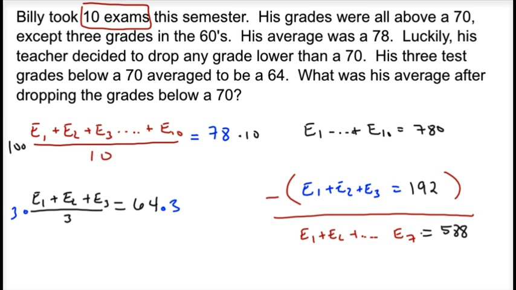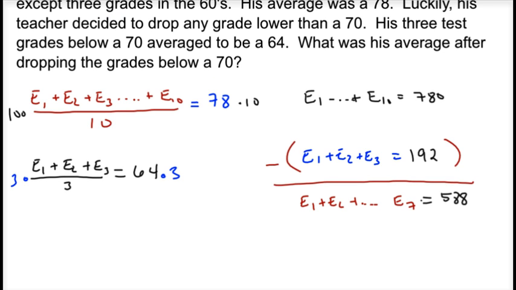Now to find the average of these remaining exams, which have a total of 588, I'm going to take my 588 and divide by 7. If I take my 588 and divide by 7, I should get an average of 84%.